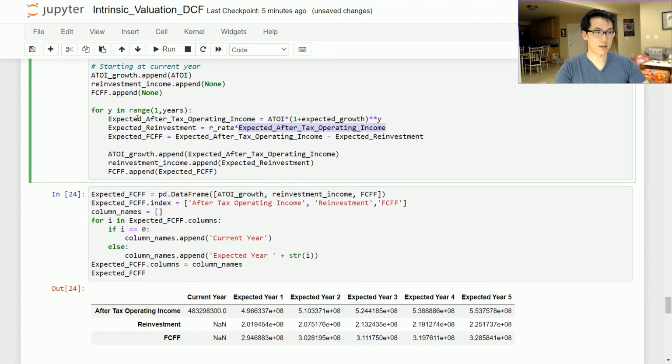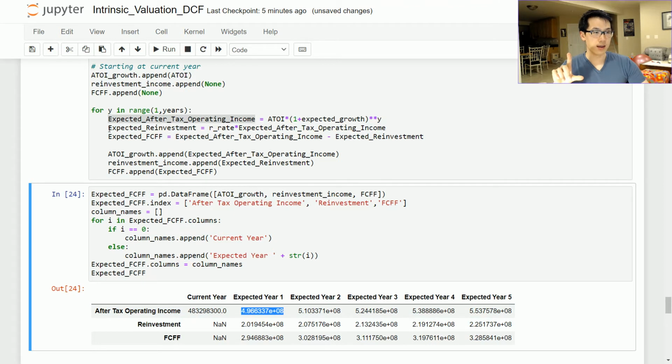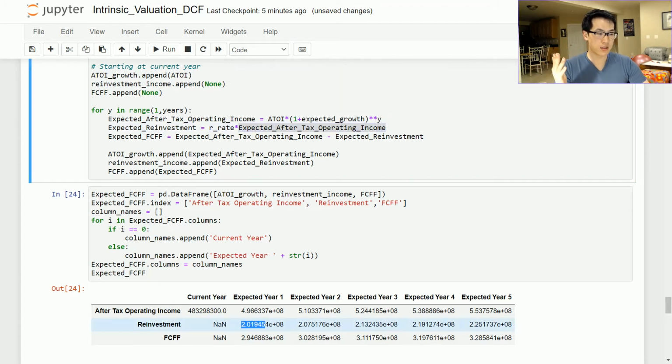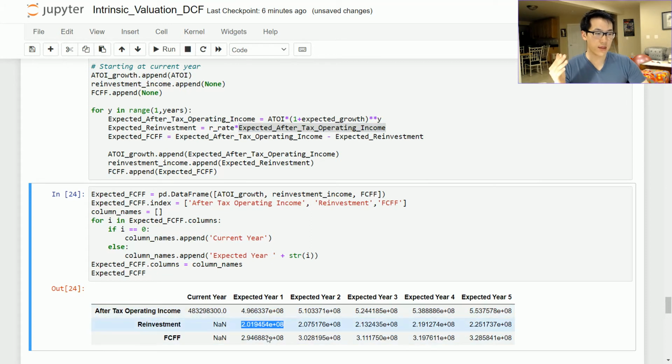So for instance, we calculated the expected after-tax operating income for the first year, which is this value over here, and I calculated the expected reinvestment. You just multiply your reinvestment percentage by your income, and that is this value over here. You net the two, so you subtract your reinvestment from your after-tax operating income, and that is your free cash flow to the firm. And you just keep on doing this.